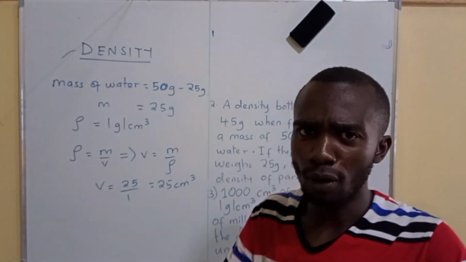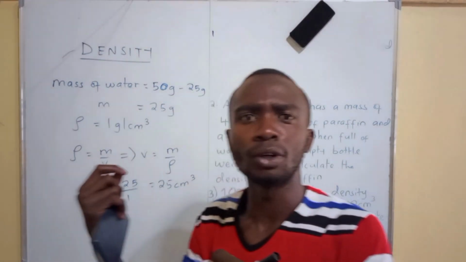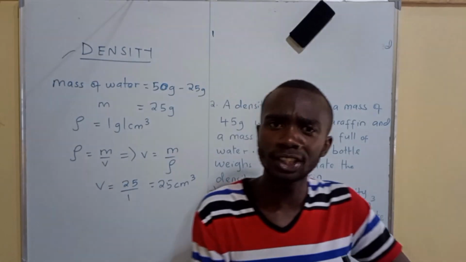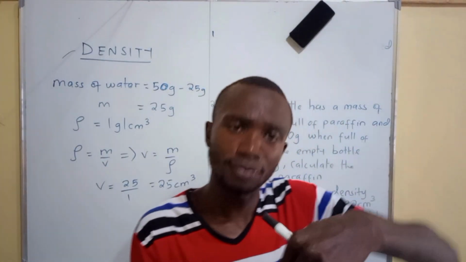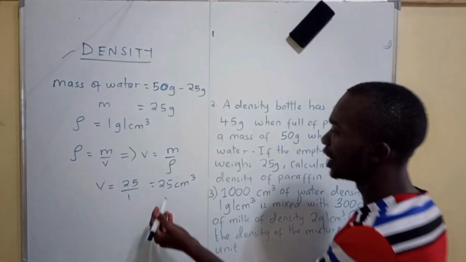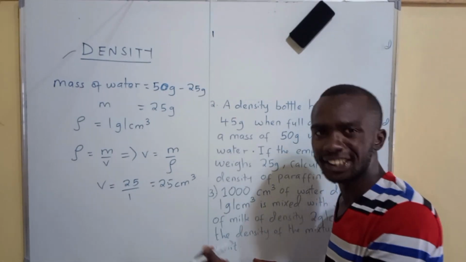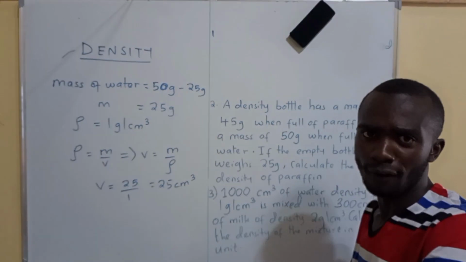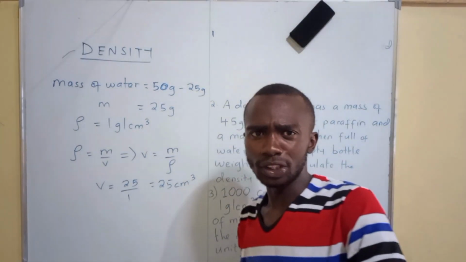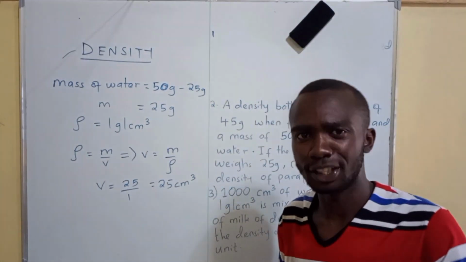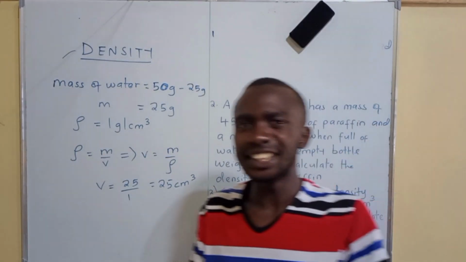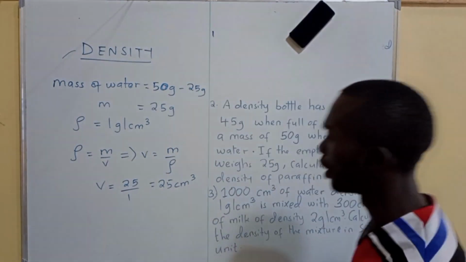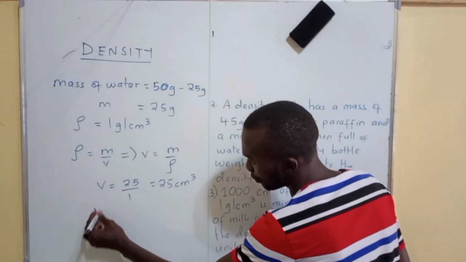Now, this volume of water is equal to the volume of the density bottle, which is also equal to the volume of the paraffin, because it is the same density bottle in which we have the paraffin inside it. So this is the volume of the density bottle, which is the same as the volume of the water, which is the same as the volume of the paraffin. This water, we have it inside the density bottle. When something is inside a given container, it takes the shape and the volume of the container. So this one is the volume of the paraffin.